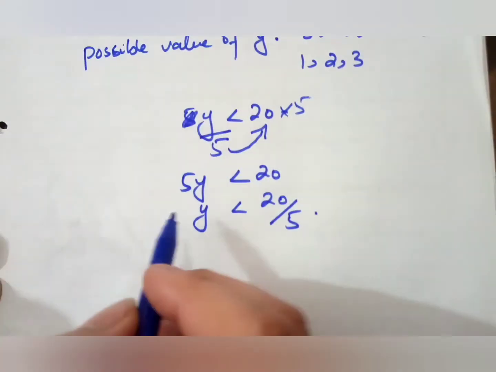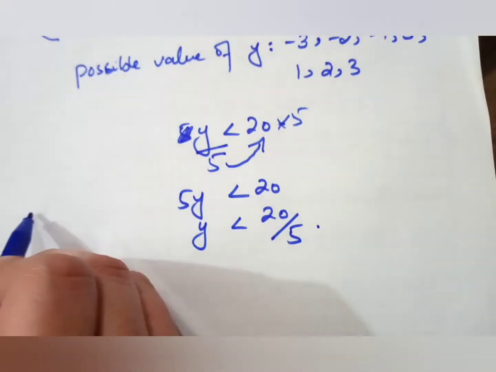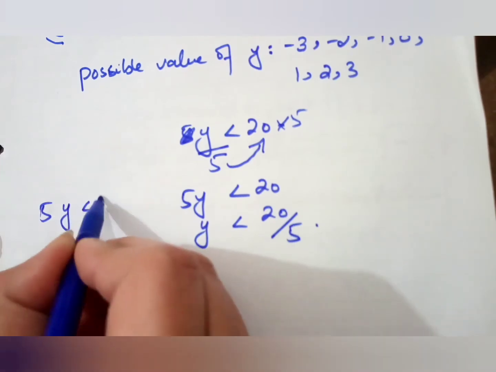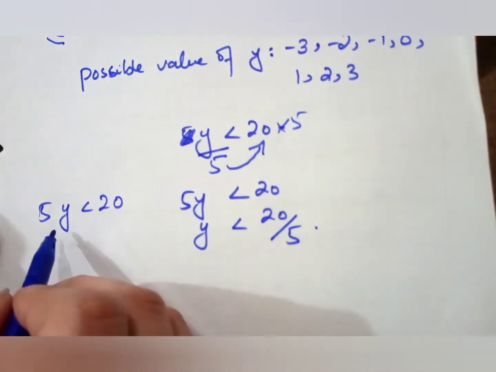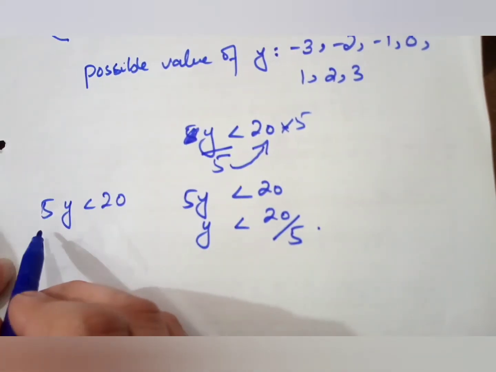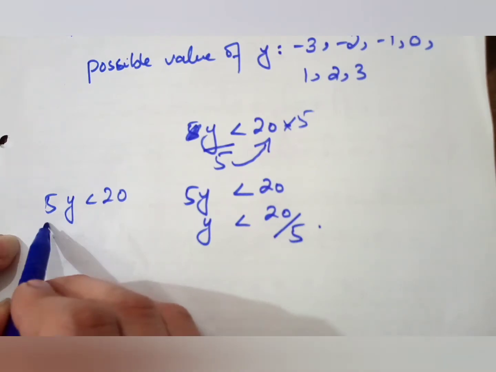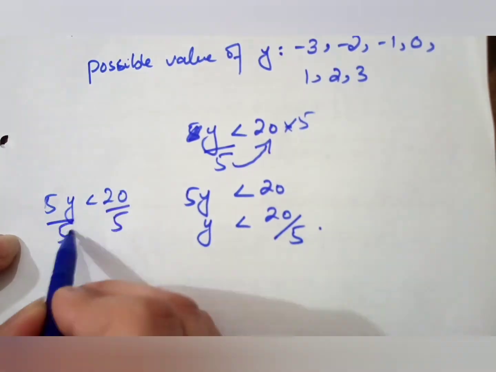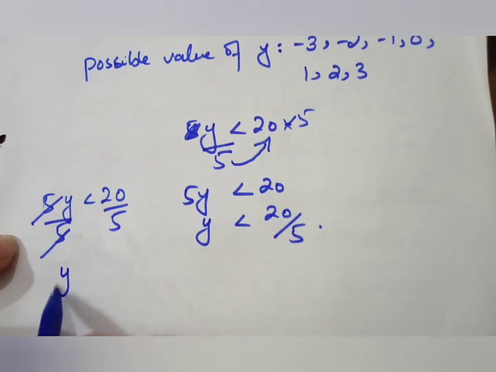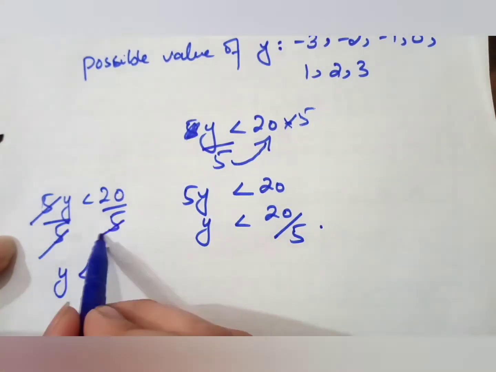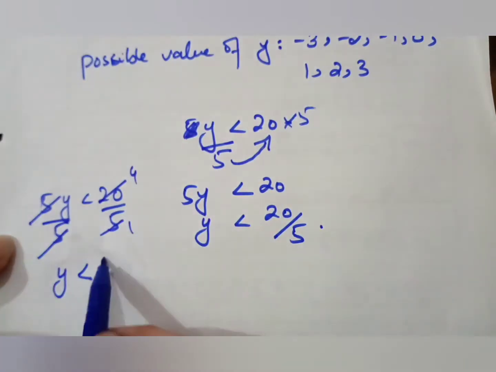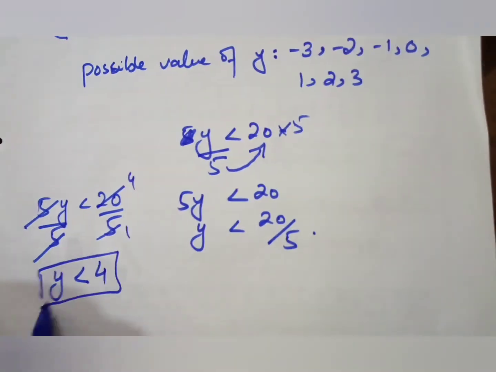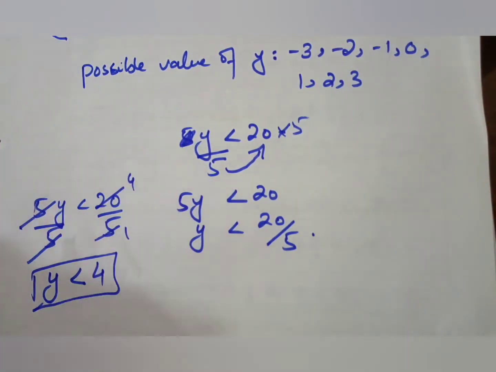We can also separate this variable another way. I want to separate y from the constant. The coefficient of y is 5, so divide by 5 on both sides. Then we get y < 20 divided by 5: 5 ones are 5, 5 fours are 20, so y < 4. You can use whichever approach is easiest.